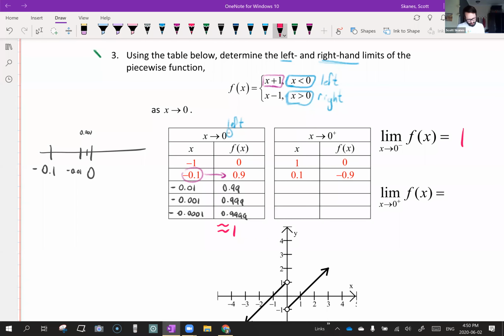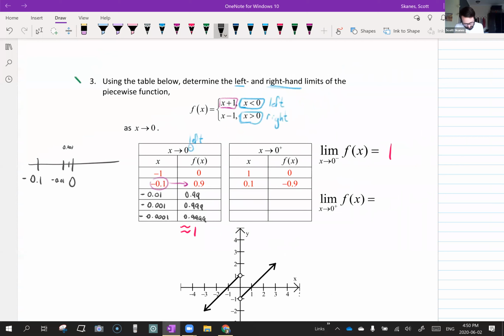If we do the exact same thing, consider from the right-hand side. Think about 0. What's a number bigger than 0? 0.1. What's a number even closer to 0? 0.001. What's a number even closer? You get the idea? Try all these numbers. What you get is a number closer and closer and closer to actually not 1, but negative 1. So the closer we get, we're getting closer and closer to negative 1.